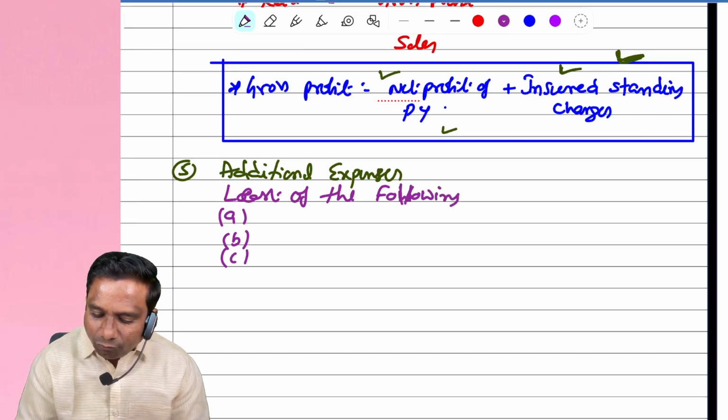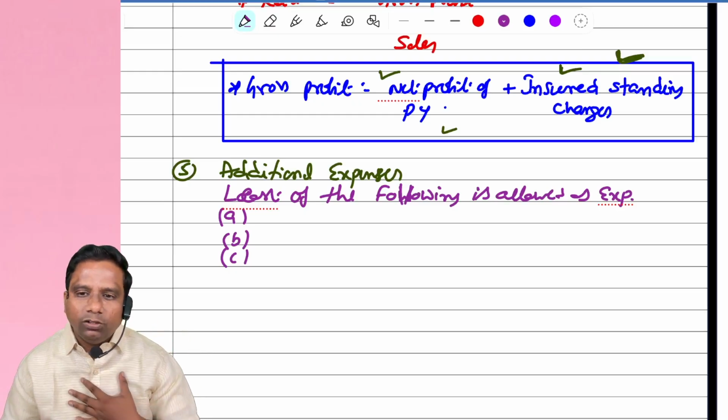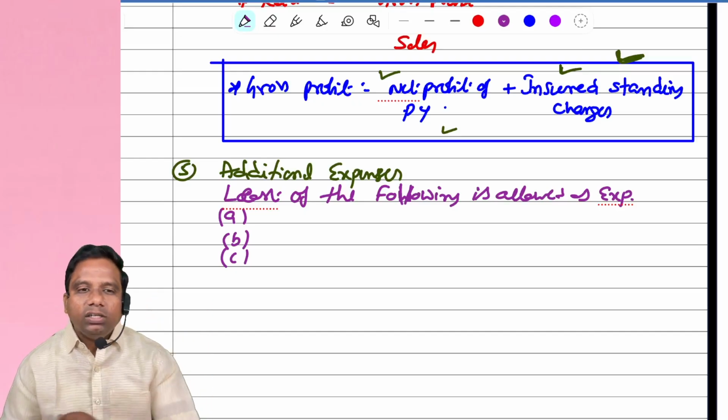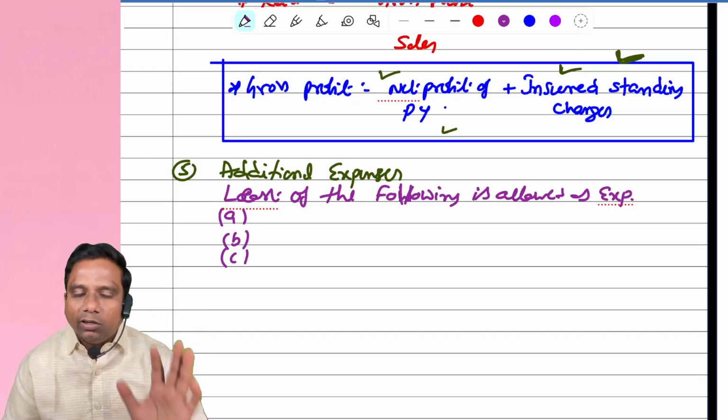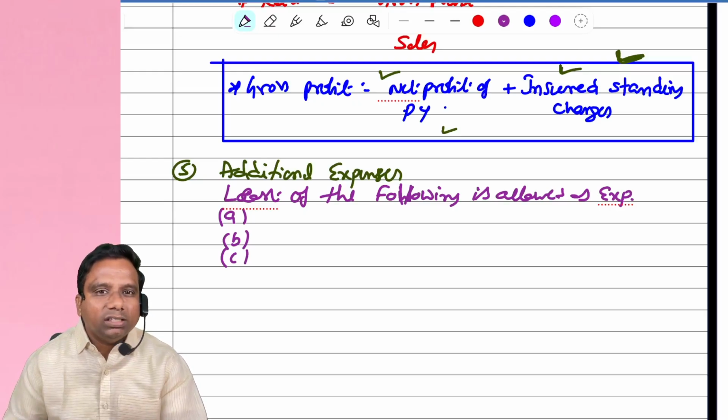Least of the following is allowed as additional expenses. You have incurred additional expenses. Very good. We agree for that. But whatever the calculation we give now, you calculate accordingly. We allow the additional expenses. So least of the following is allowed as additional expenses.